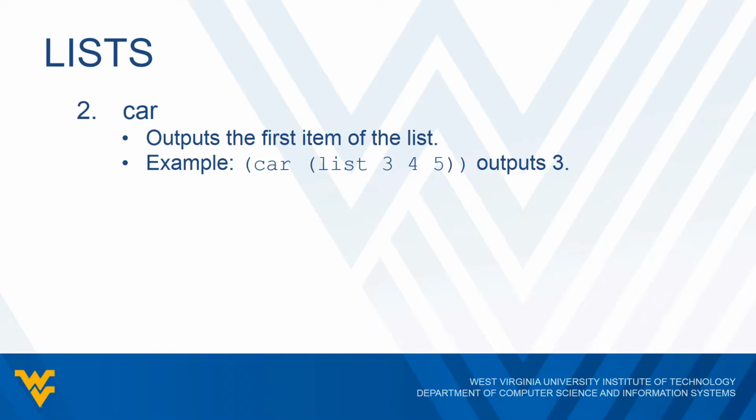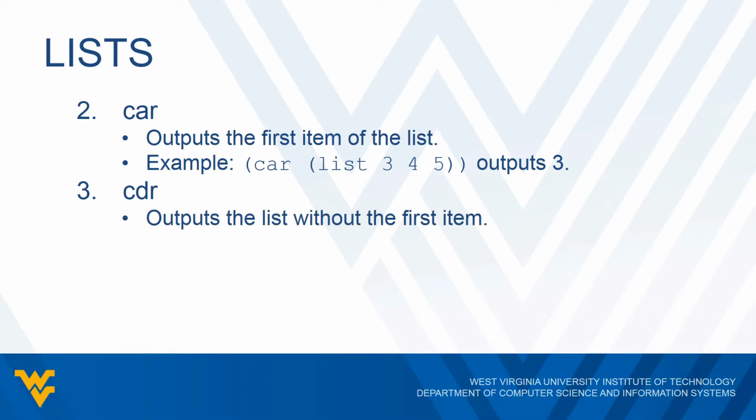The next function is what's called cdr. It's spelled C-D-R, but it is pronounced "cudder." It also takes a non-empty list as its one and only argument, and it produces the list that remains after the first element has been removed. So basically, we've taken a list and we output all the elements of the list except the first item. It pretty much does the exact opposite of what car does. For example, if we did cdr of list 3 4 5, it would output the list 4 5.